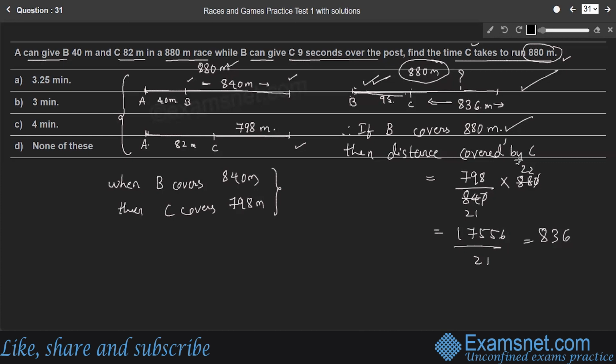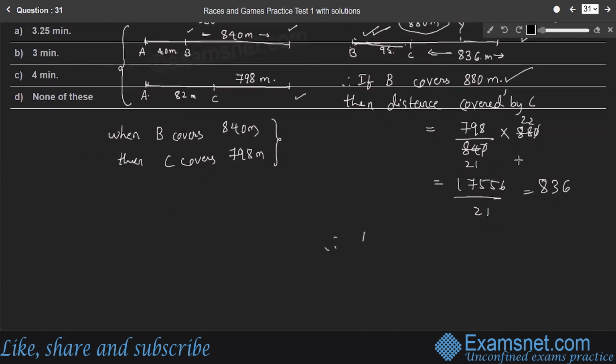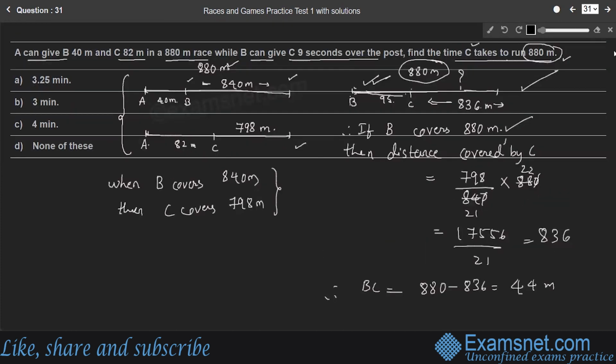What is the remaining distance? So B to C distance. Therefore, BC is equal to 880 minus 836, which is 44 meters, right? Here C is ahead of B by 44 meters. Therefore, to cover this 44 meters, C takes 9 seconds of time, right?